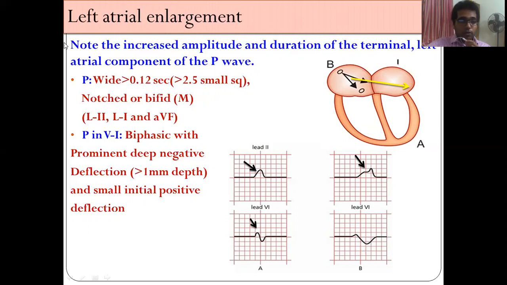Okay. So here you can see the P wave width will be increased, more than 0.12 second or more than 2.5 small squares, and the appearance will be notched or bifid or M pattern, and it is seen in lead 2, lead 1, and AVF. In V1, it is biphasic with a prominent deep negative deflection, more than 1 millimeter in depth, and a small initial positive deflection. Is it clear?